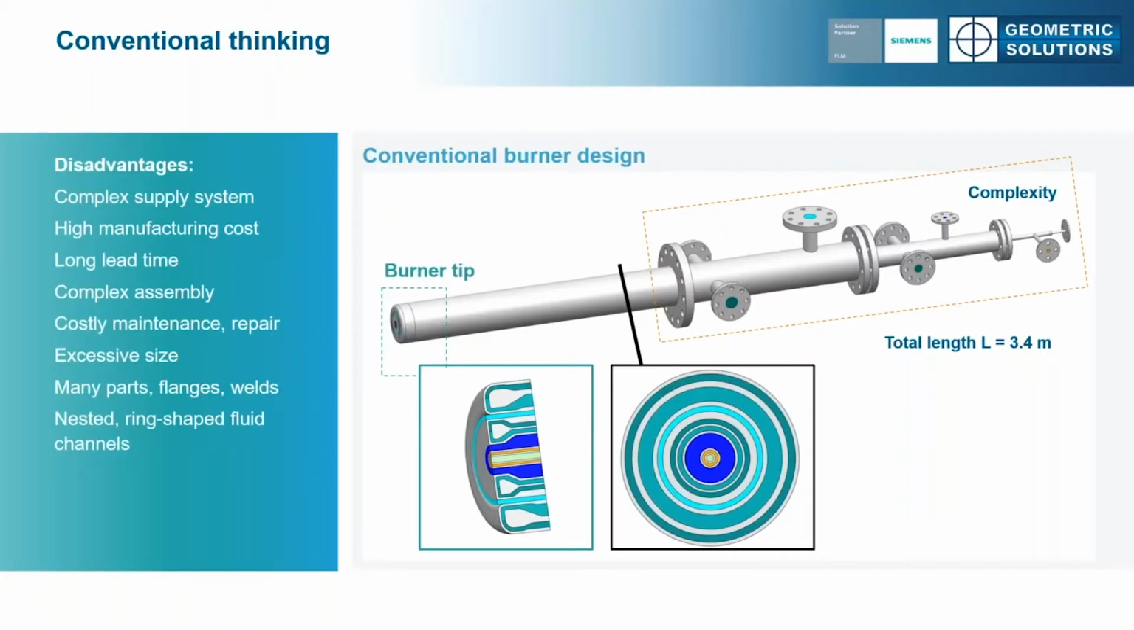What was the conventional thinking on this part? Well, the conventional thinking was to create everything with conventional tools. But could we do something a bit more elegantly? If you take a look on the left, you can see that the tip delivers multiple reactants into the combustion chamber. Within the burner, there is a network of ring-shaped channels that transfer the reactants and cooling water. And on the right, there are all these flanges, and they're connected to the supply system.